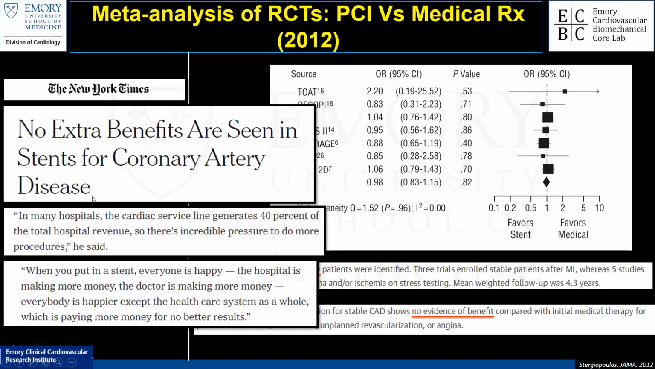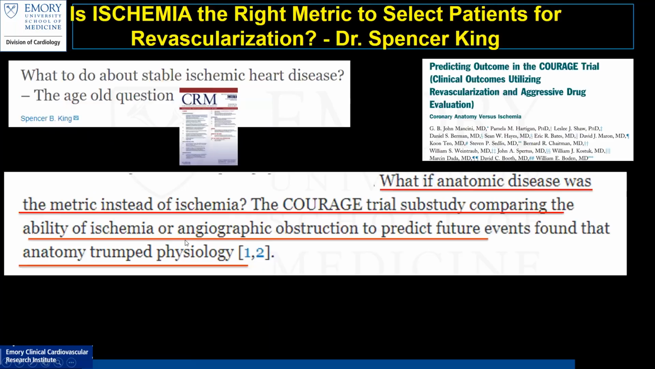The story, however, that started to circulate was that stents do not work. And even the New York Times printed interviews of leading cardiologists on how there were perhaps ulterior motives behind coronary stent placement. So a few days back, Dr. Spencer King and I were exchanging some emails. In his recent editorial, he questioned whether ischemia is really the best metric to predict future ACS.